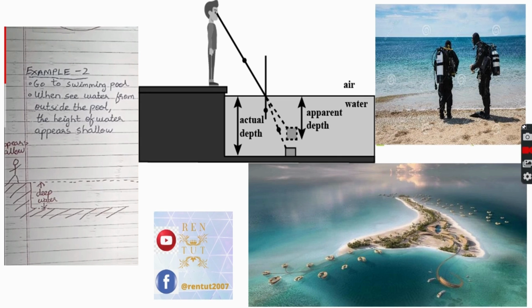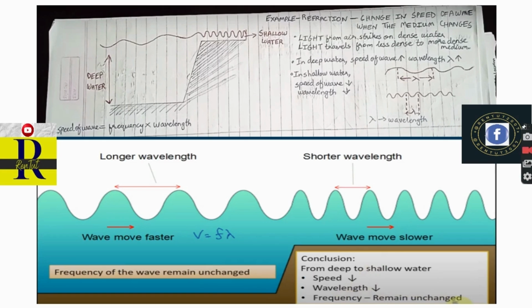Now we'll go to the third example of refraction. This is the third and the last final example of refraction. Here what we see is deep water, very deep, in the ocean itself, in the sea, and you can see shallow water also. This is a perfect example to make you understand how the light travels in deep water and shallow water.